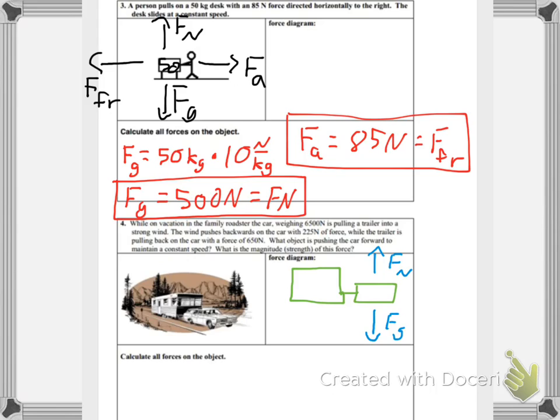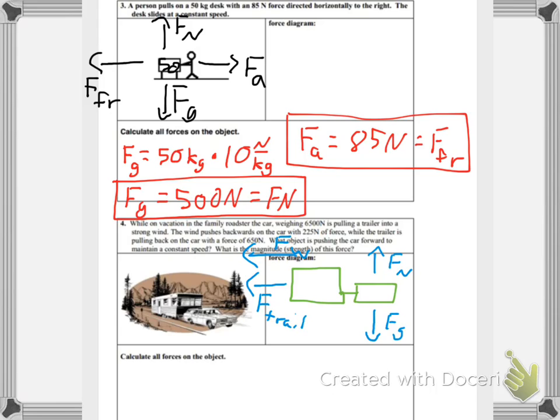Now we have the trailer pulling back. We'll call that force trailer. And also pushing back on the car, we've got the wind. So we'll go ahead and draw that here. I'll call it FW for F wind. So then it wants to know, what is pushing this car forward to keep a constant speed?